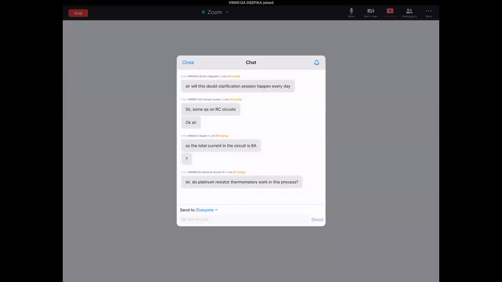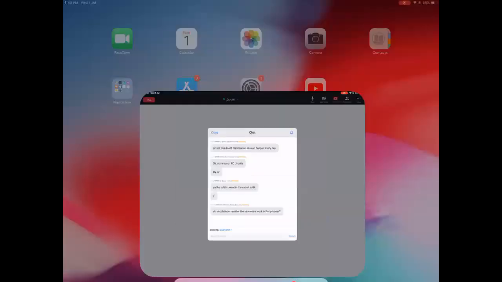Sir, do platinum resistor thermometers work in this process? No, platinum resistor thermometers work in a different process. I will explain that to you later.